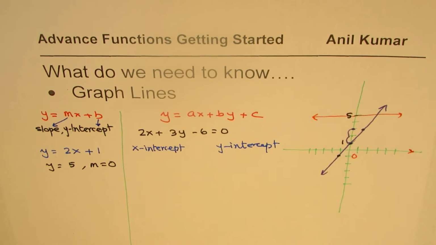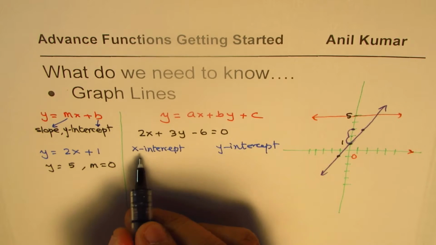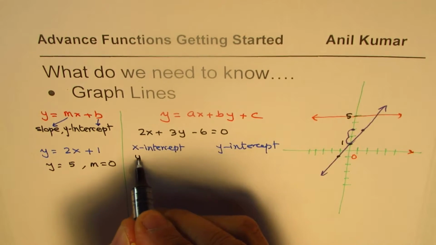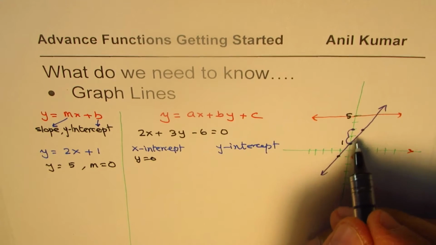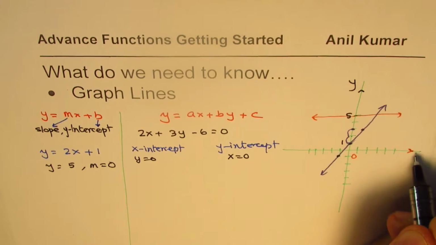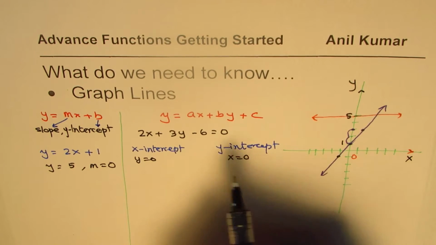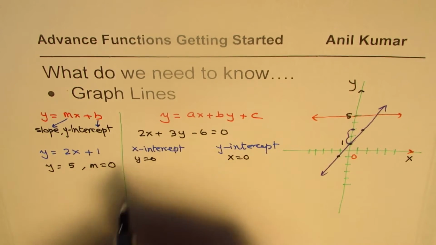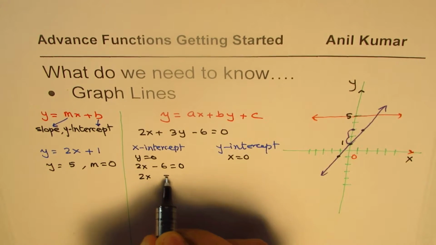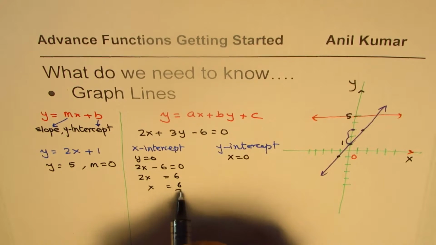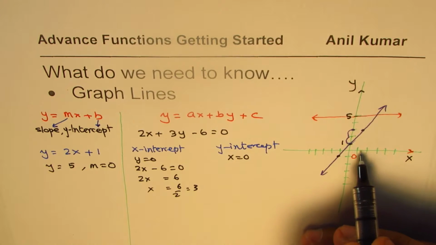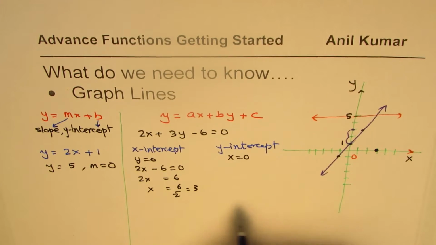Now what is the x-intercept? The x-intercept is where the line crosses the x-axis. There the y value is 0. And for the y-intercept, the x value is 0, right? It crosses the y-axis. Is it okay? So that is how you get x and y intercepts. Let's calculate. If y is 0 in this equation, I get 2x minus 6 equals 0. 2x equals 6. x equals 6 over 2, which is 3. So the x-intercept is 3 for us. 1, 2, and 3. We get this point.